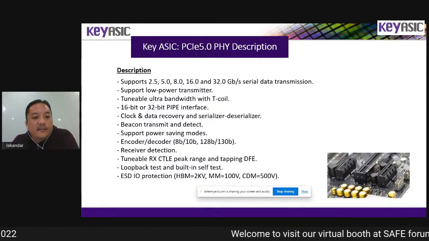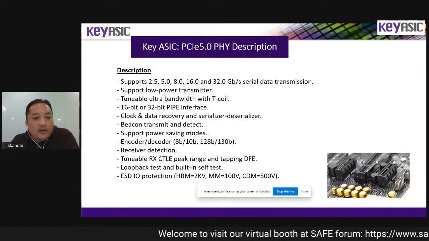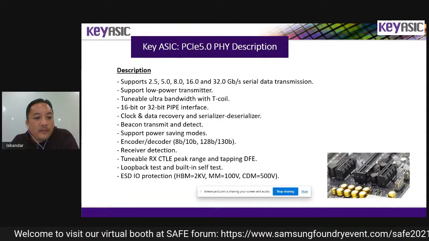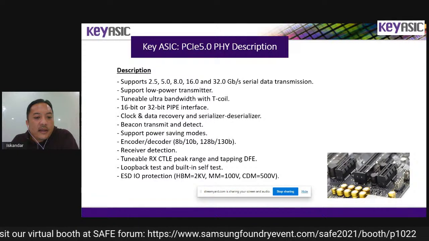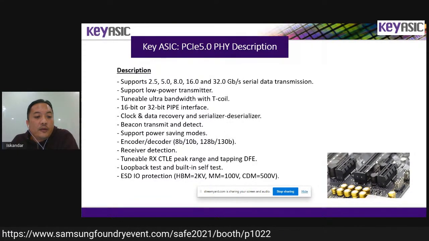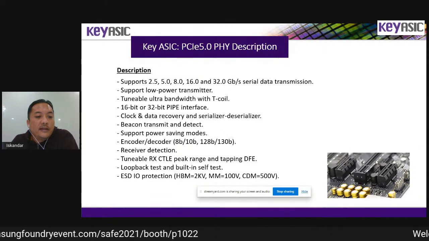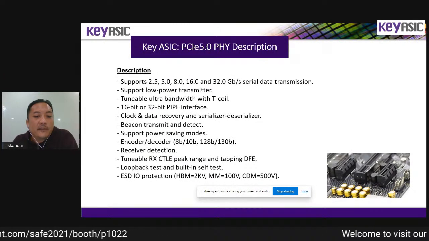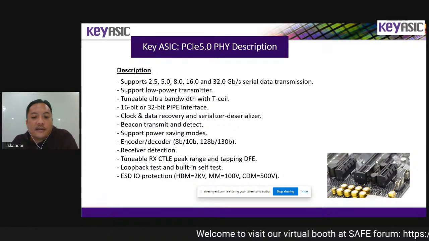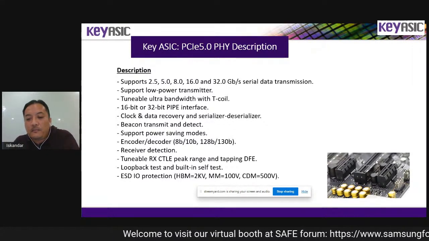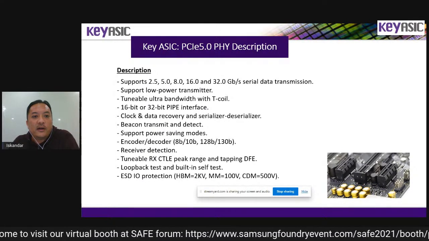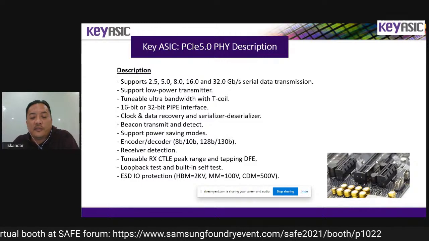We also have receiver detection, tunable RX CTLE peak range, and also tapping DFE. Loopback test and also built-in self-test for testing purposes. And we also support ESD IO protection, HBM 2 kilovolt, MM 100 volt, and CDM 500 volt. So this is the description of the features of our KeyASIC PCIe 5.0.